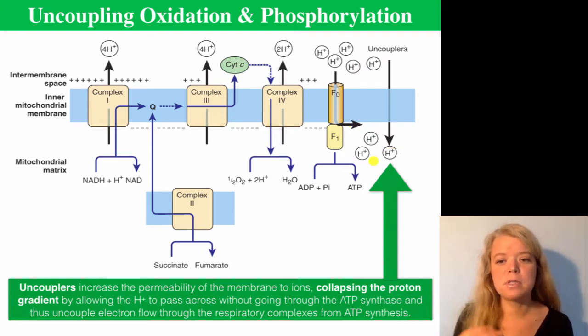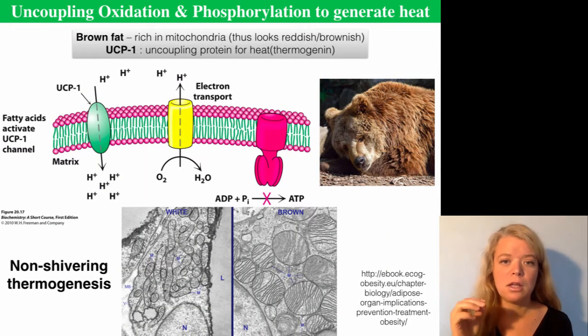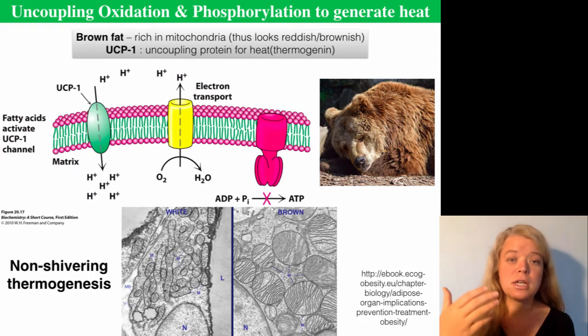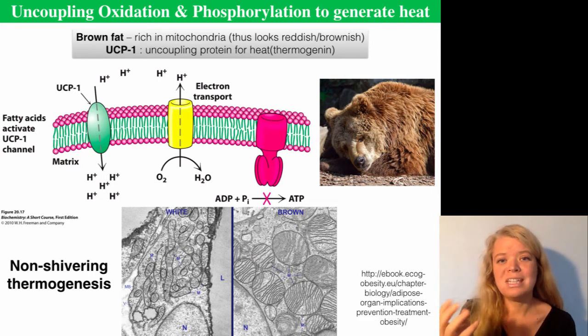So a collapse in the proton gradient will result in a halt in ATP synthesis by the ATP synthase, which requires a proton gradient in order to perform its catalytic reaction. And if it's done in small doses, it's actually one way to produce heat.